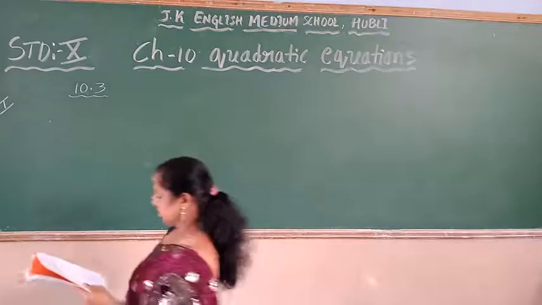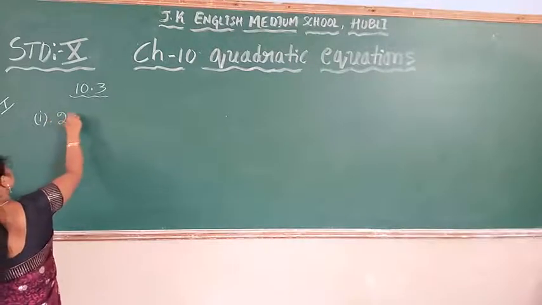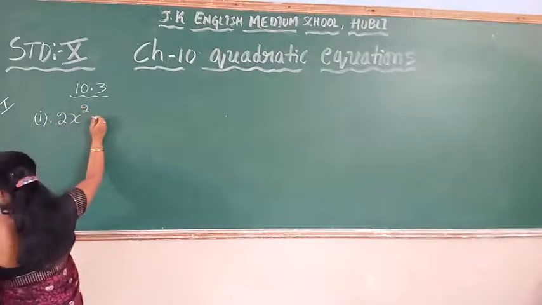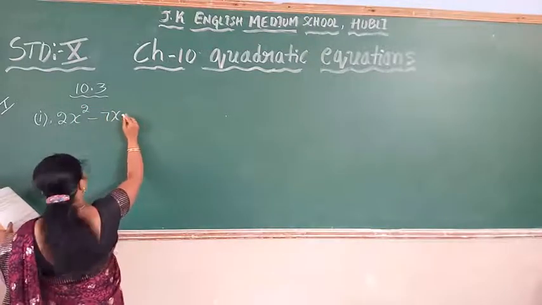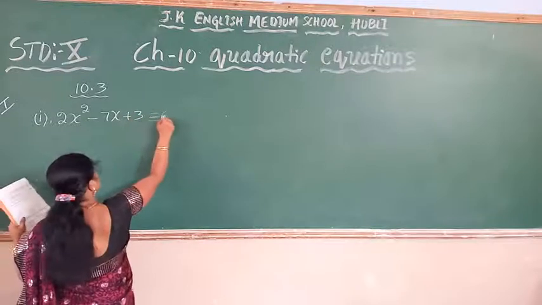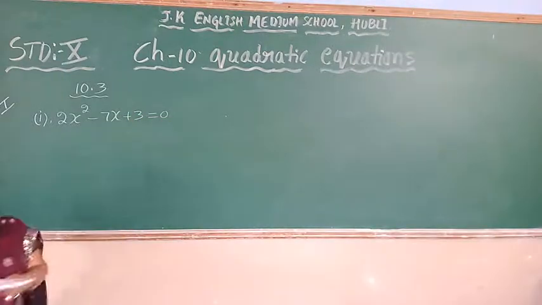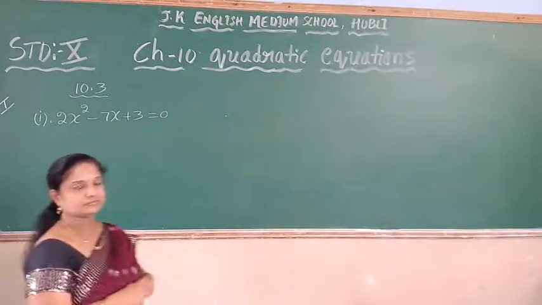The first question is in this pattern: 2x square minus 7x plus 3 is equal to 0. What is this completing the square method, children?